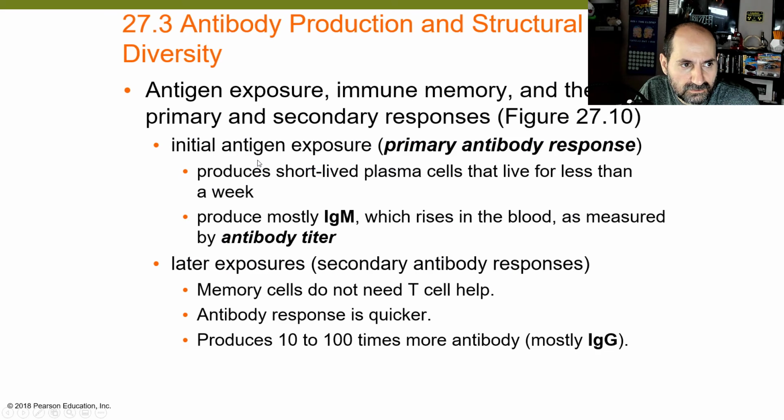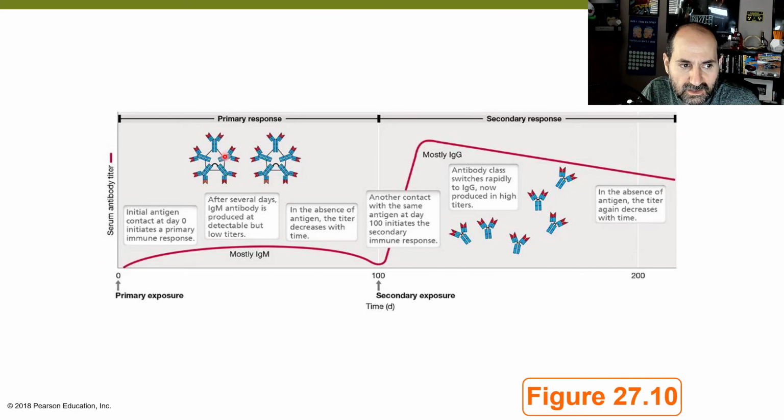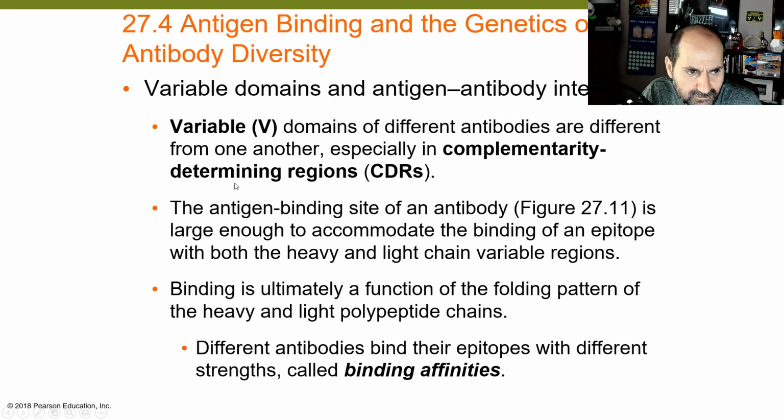So know this stuff: antibody production and structural diversity. You should know what happens during primary antibody response and secondary antibody response. So know that first IgM is released as these pentamers, but then there's a more robust response upon secondary exposure with IgG. So IgG appears upon secondary exposure. IgM appears at a lower level upon initial exposure.